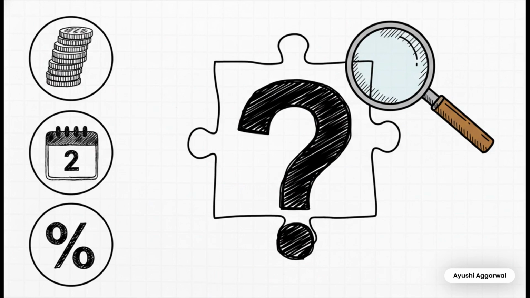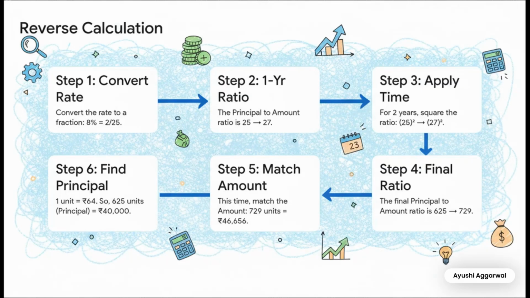Let's take a look at this problem. This time, we're given the final amount, 46,656 rupees. Time is 2 years, rate is 8%. We have to find the original principal. Let's see how. Believe it or not, the approach stays exactly the same. Step 1. 8% as a fraction is 2 by 25. So the 1-year P to A ratio is 25 to 27. Now for step 2. For 2 years, we'll square it, so the ratio becomes 625 to 729.